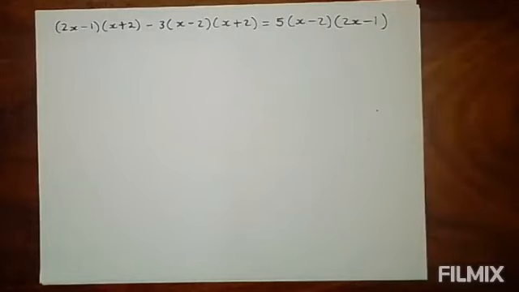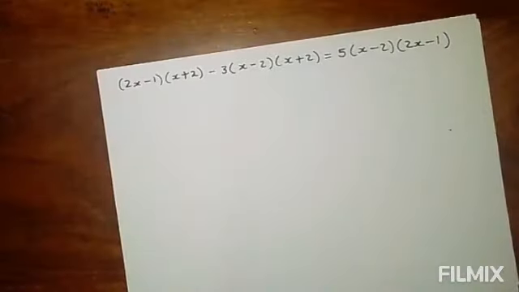Right, as you can see, we now have the simplified version of the original equation. So we now want to expand the brackets, collect like terms, and form the quadratic equation, which would then lead us to the roots of the equation. Right, so I'm going to start with the first 2 brackets on my left side, which is 2x minus 1 times x plus 2.